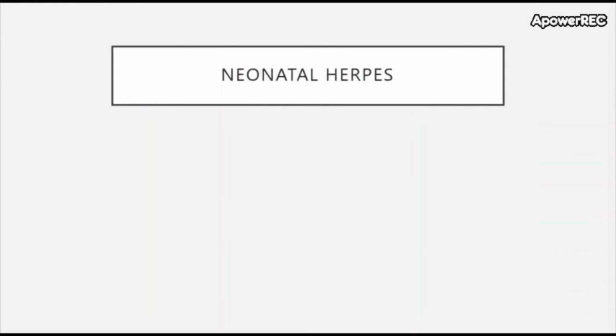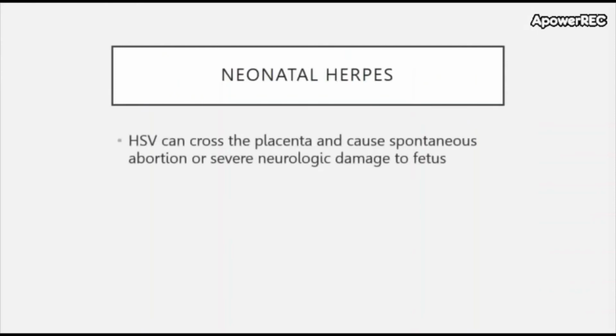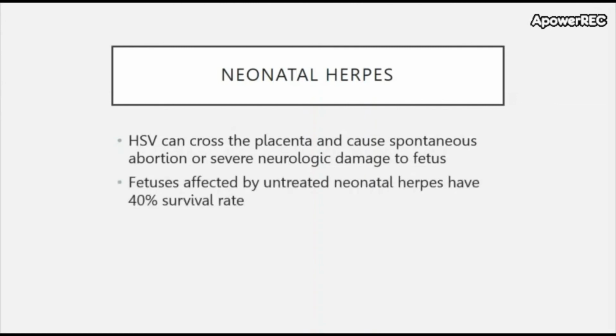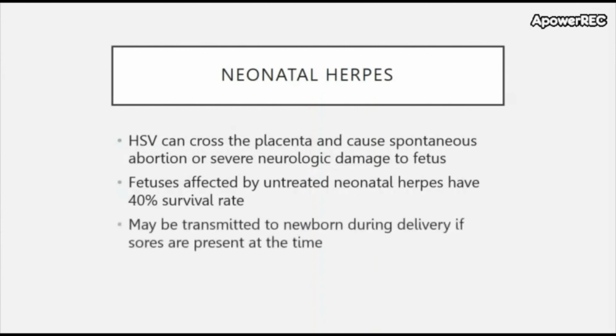It is possible to have neonatal herpes, and this is when HSV crosses the placenta and causes a spontaneous abortion or severe neurological damage to the fetus. Fetuses affected by untreated neonatal herpes have a 40% survival rate. And while the effects are worse when primary infection is acquired during pregnancy, a woman who has already been exposed to herpes very rarely passes the infection onto the fetus, but it may be transmitted to a newborn during delivery if sores are present at the time.